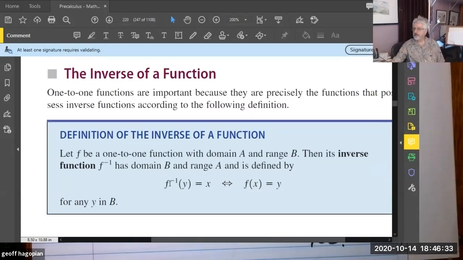Okay, so we say that if f of x equals y, then the input x produces the output y, right? Then the inverse function does the opposite, right? It takes that output y and produces the input x that f takes to y.